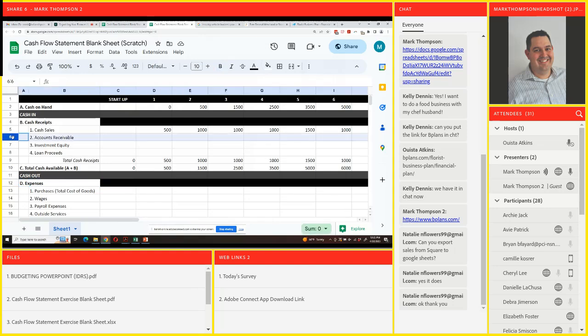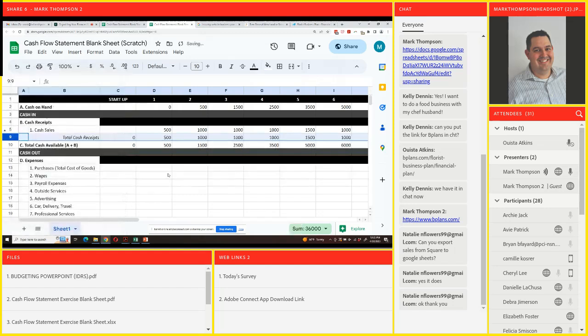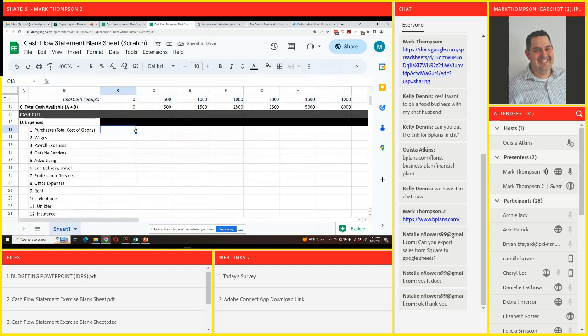So you can see some of the things I'm doing below, but I did want to show you what some of the different categories were. So I'm just going to hide these rows for the time being. I'm going to come down here. I'm going to start working on expenses now. Okay.